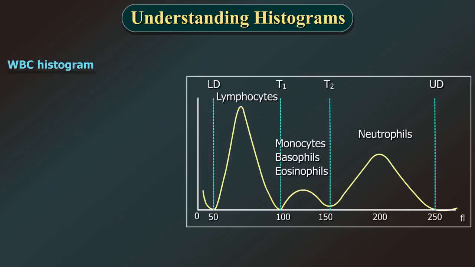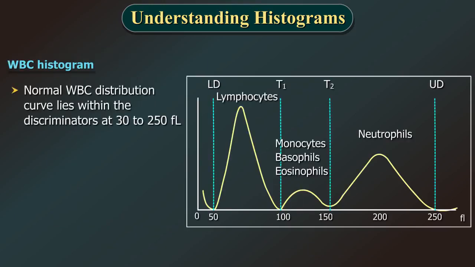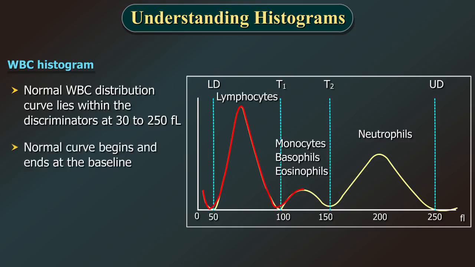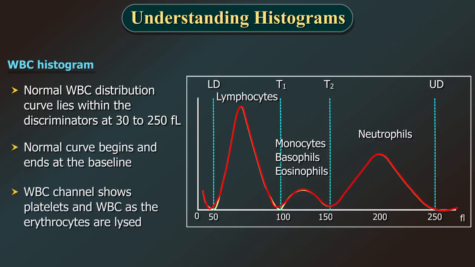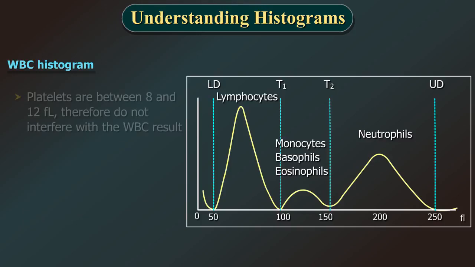WBC histogram. The normal WBC distribution curve lies within the discriminators at 30 to 250 FL. The normal curve begins and ends at the baseline. The WBC channel shows platelets and WBC as the erythrocytes are lysed. The platelets are between 8 and 12 FL, therefore do not interfere with the WBC result.